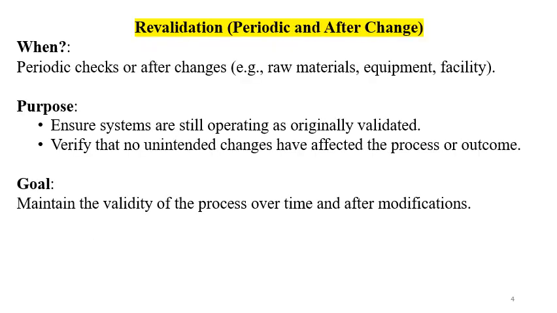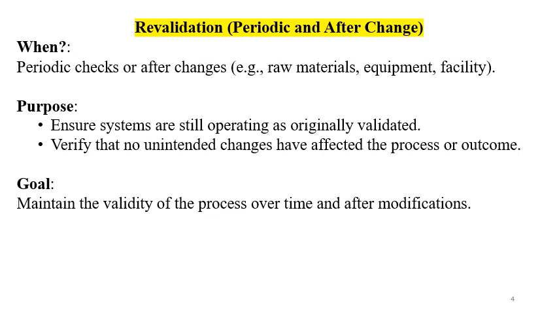Then revalidation. So now it is the periodic check. Revalidation is done periodically and after some changes. So when revalidation is done, the answer is periodic checks or after changes. Whenever there is a change in raw material, equipment, facility or process, at that time revalidation is to be performed.